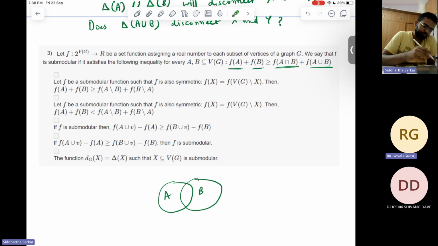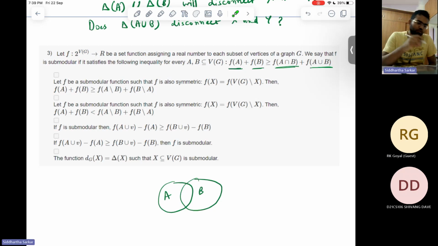So we set out to decide the first one. If f is a submodular function and it is also symmetric, symmetric means that the function value at a particular set is equal to the function value at its complement. So that is the definition of symmetric. What's the meaning of the term in this inequality? What's the meaning of f of A? Is this the real value assigned to all possible subsets of A, or what?